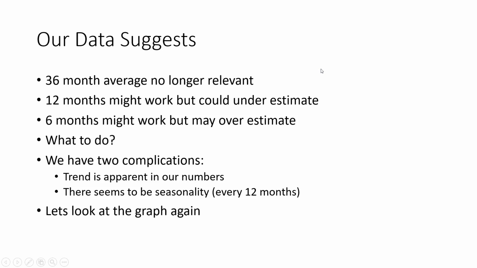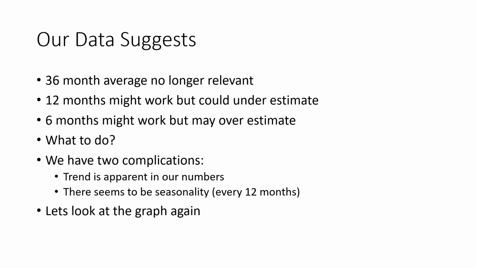Okay, our data suggests that the 36-month average is no longer relevant, so we'll go ahead and dispense with that. 12 months might work, but it could be underestimating, and that's only going to be the case if month number 37 stays up there with months 35 and 36, but that's probably not going to happen because of seasonality. 6 months might work, but it might overestimate, as we've talked about. So what should we do?